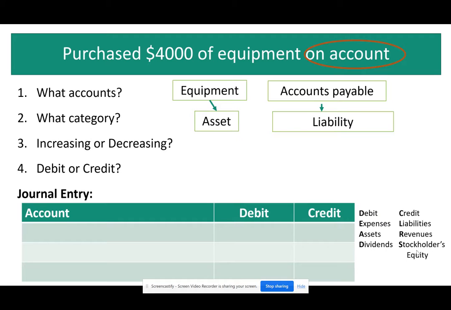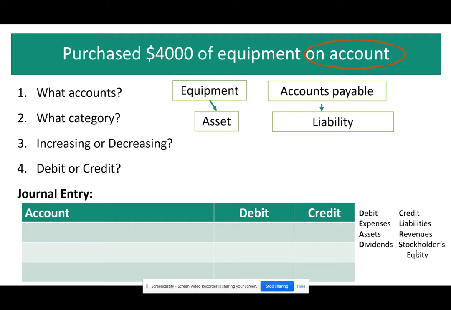And you do need to know what the accounts are and what that category is. That's what we talked about in the previous chapters. So if you are still learning that, you need to go back to some of the previous chapter resources and start memorizing where they are in those financial statements, right? Equipment is an asset. Accounts payable is a liability. You need to be able to make that identification.